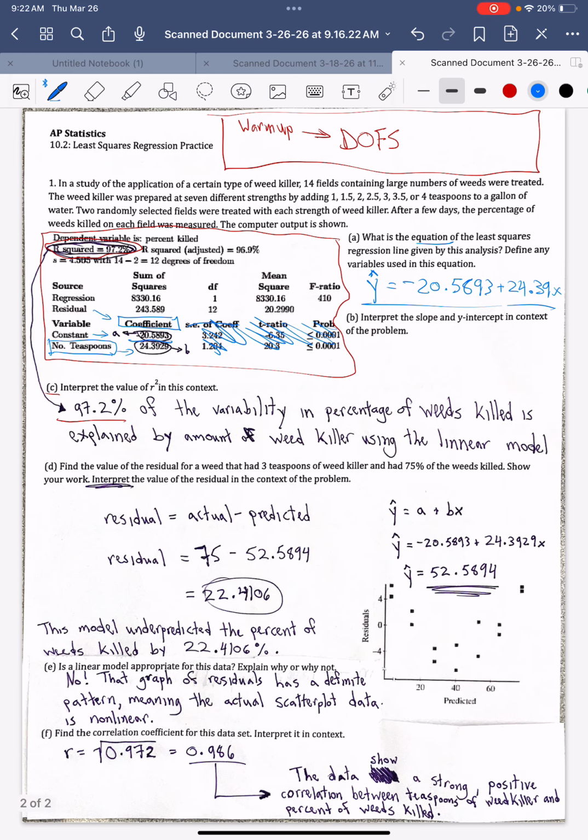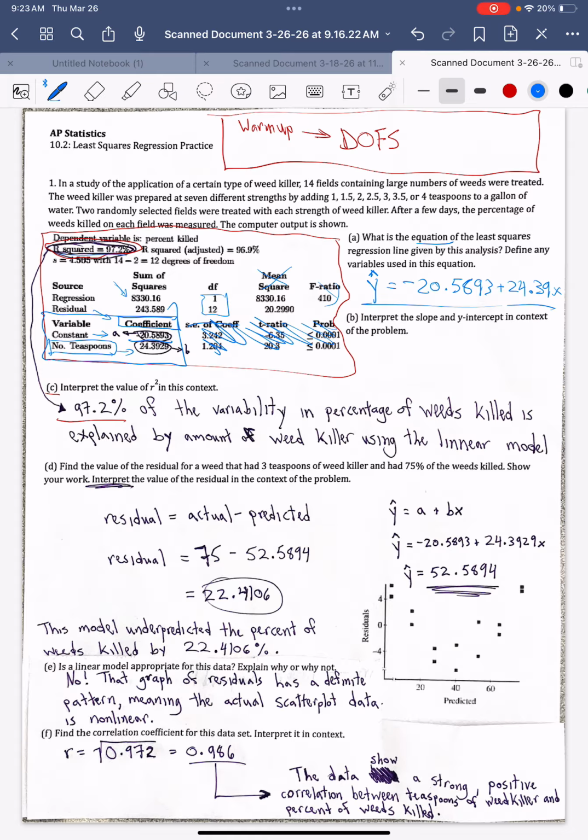You don't really need the sum of squares unless they ask for it. The degrees of freedom are there, but don't worry about these, okay? You're just interested in the variable and coefficient, which tell you what the intercept is, followed by what the slope is, and then the R squared value. Okay, it says interpret the slope and y-intercept in context.